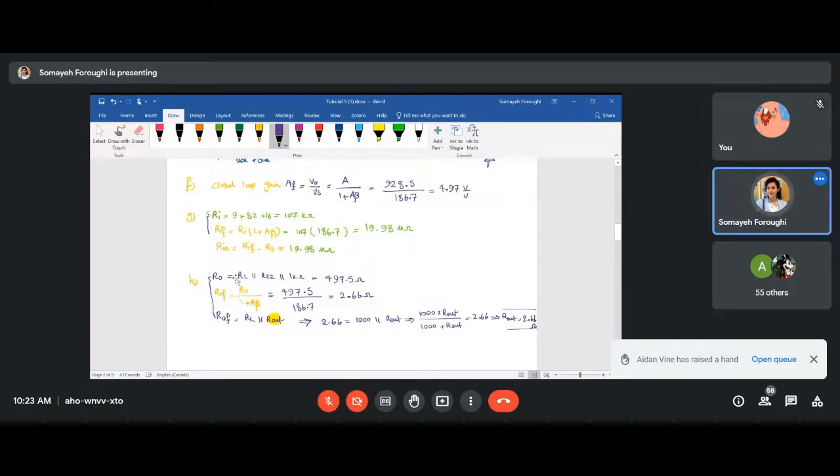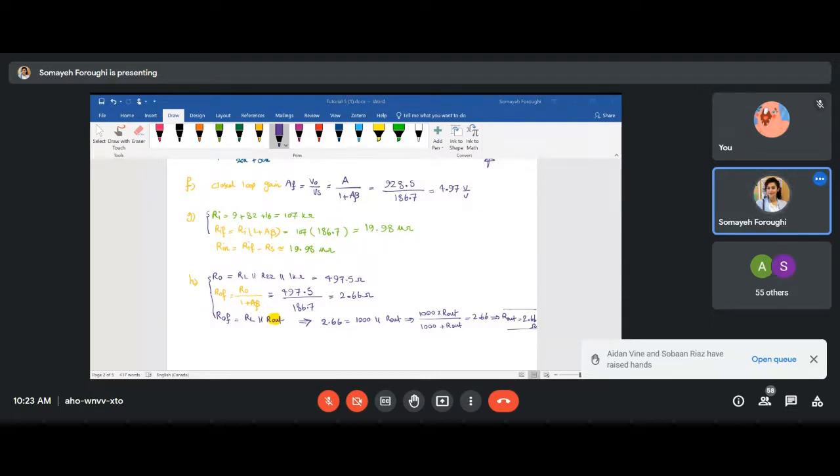After you find these two equations, you should find R in and R out by looking at your circuit and figuring out what the relation is between R in and RIF. How can you find R in out of RIF, and how can you find R out of ROF? Okay, thank you. You're welcome.